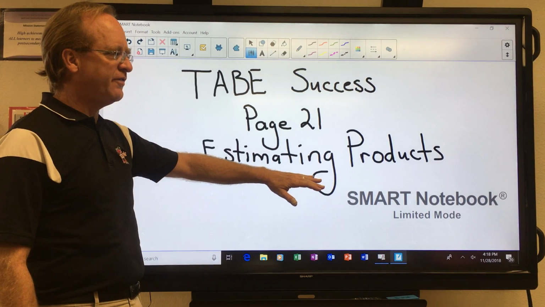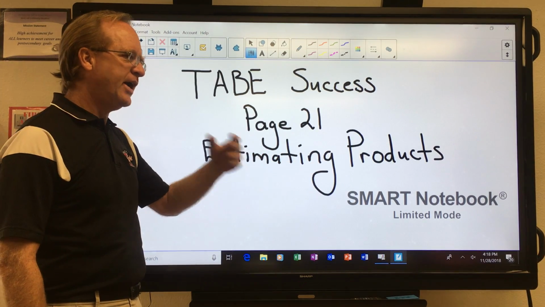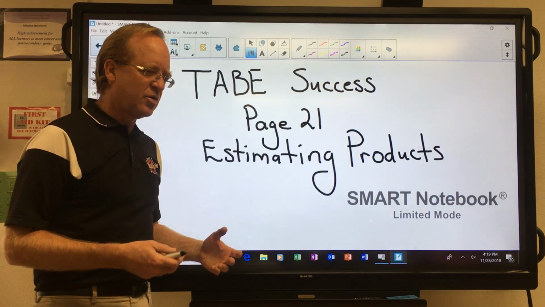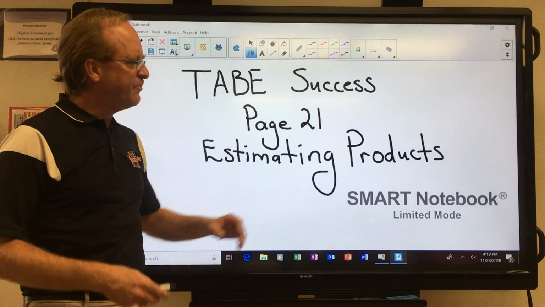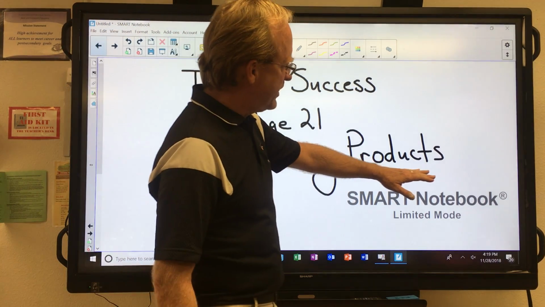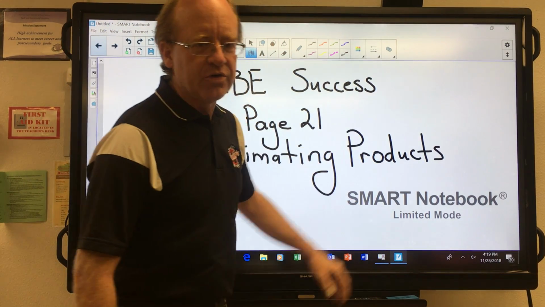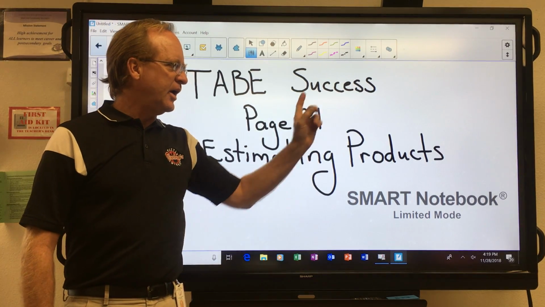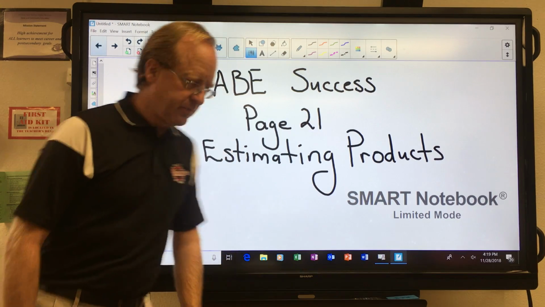But it's close enough that if you were grocery shopping or thinking about buying something in a store, you'd have a rough idea. A product is a fancy way to say the answer you get when you multiply. So today's project, we're going to be doing estimating to get multiplication answers.